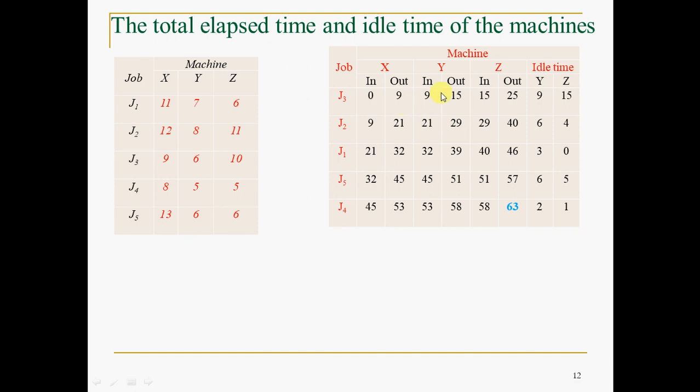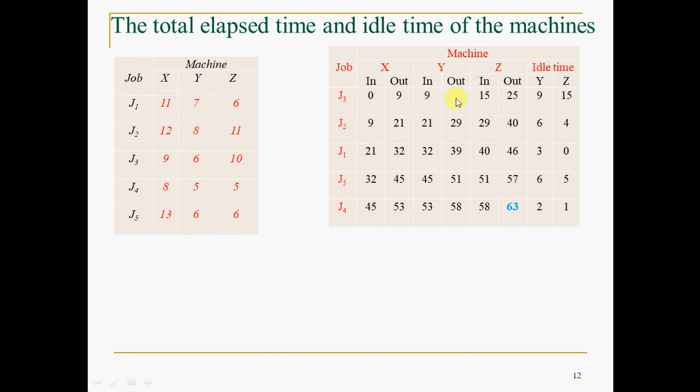Okay, now, it is like a no-passing rule, no? Unless mission X gives the job to Y, Y will be idle or waiting. That's why the in time for mission Y will become 9. Unless it gives out job 3, it will be waiting. That's why here it is not 0, it is 9. So as soon as it comes out from mission X, it will be loaded to mission Y.